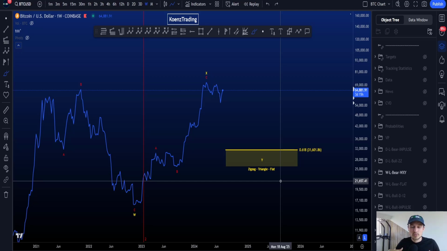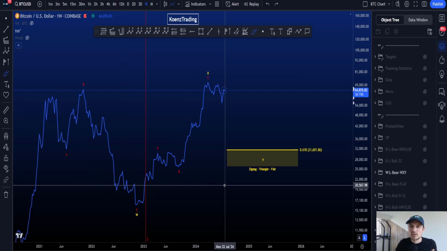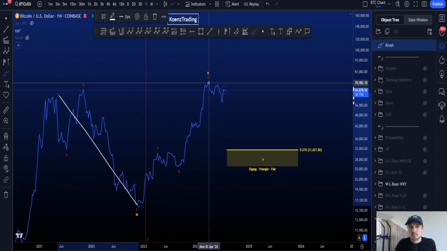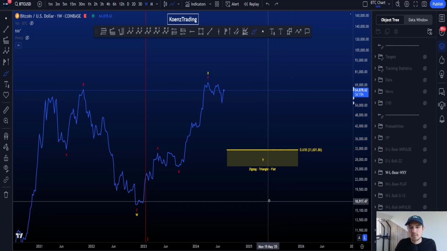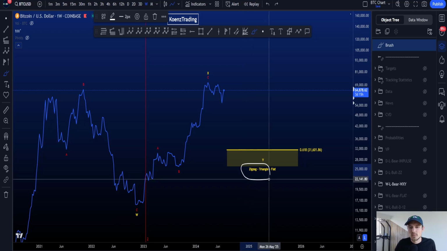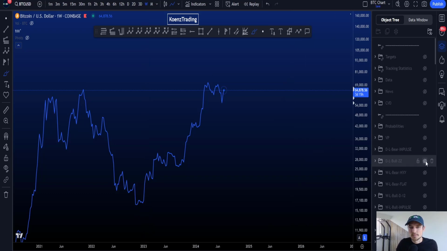However, if we do think about the rule of alternation, then the rule of alternation is also relevant when you think about corrective structures, and especially between a wave W and a wave Y. So preferably this wave Y becomes either a zigzag or a triangle, but a zigzag is a more common structure in a wave Y than a triangle.